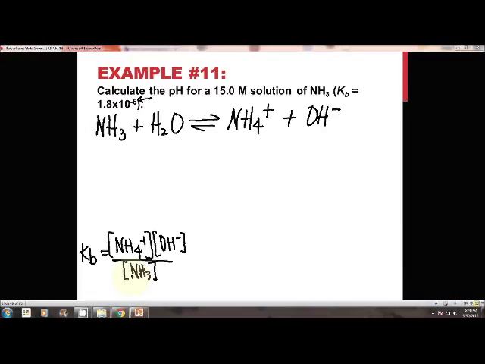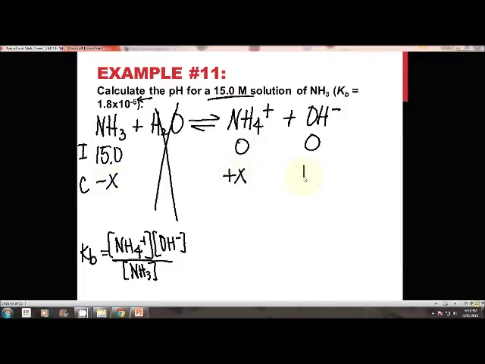Now we have to do our ICE chart to figure out what to plug in here. So the concentration, the 15, goes with the original ammonia. That's our I line, and we're not including water because water is a liquid. And we don't have any of our ions on the product side yet. So our change, we're losing from what we have and we're gaining to our zeros. So at equilibrium, we would have 15.0 minus x, and then x and x.